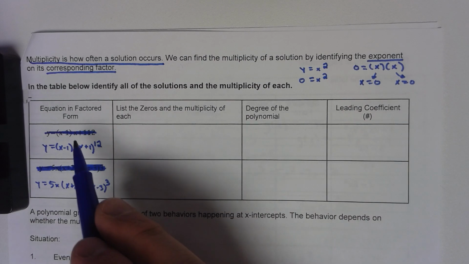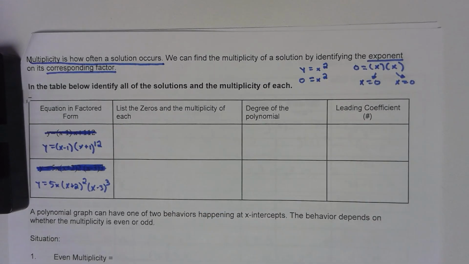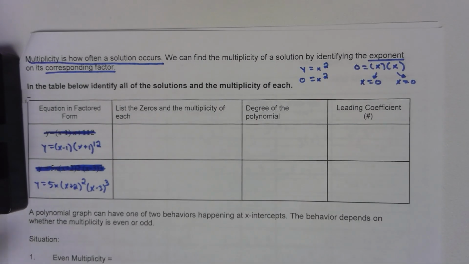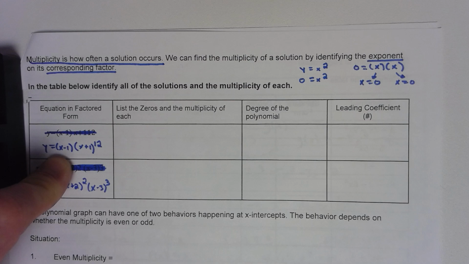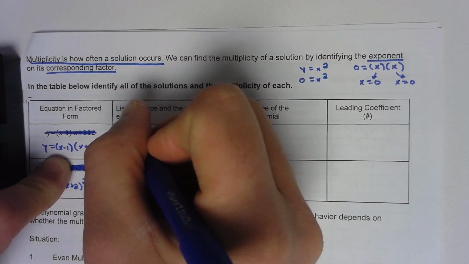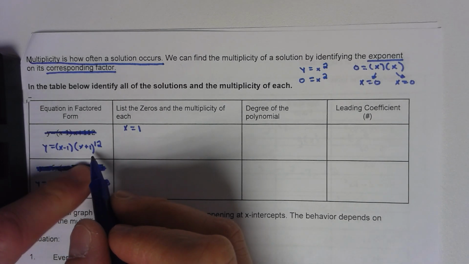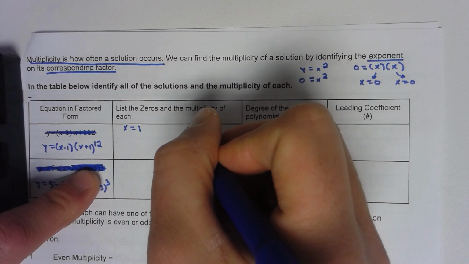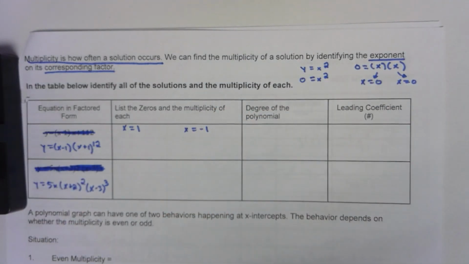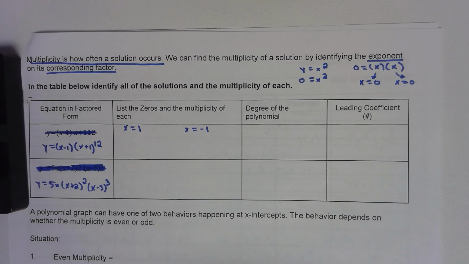Okay, so in this table, what I like about it is we're really having to think about all of the vocab here. Okay, so list of zeros and the multiplicity of each. If I set x minus 1 equal to 0, what's the solution there? Just 1. Okay, so I get a solution that's 1. If I set x plus 1 equal to 0, what's the solution there? Negative 1.